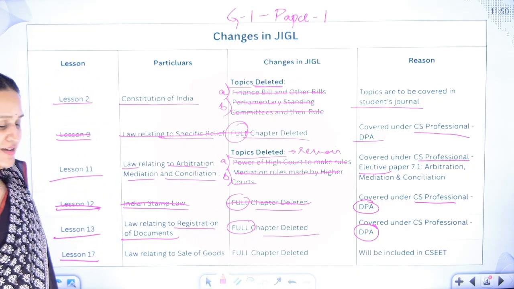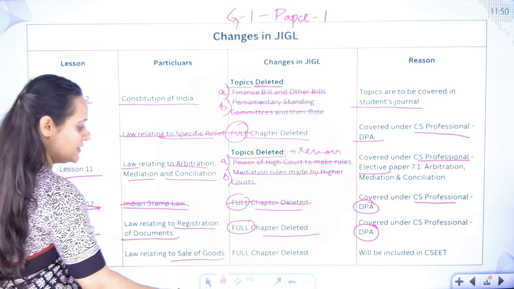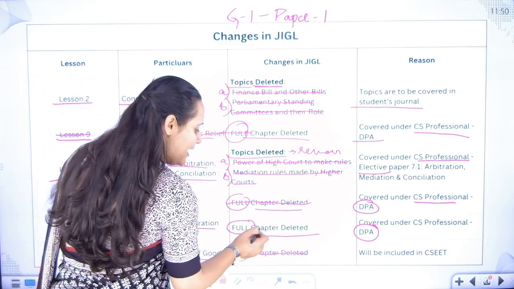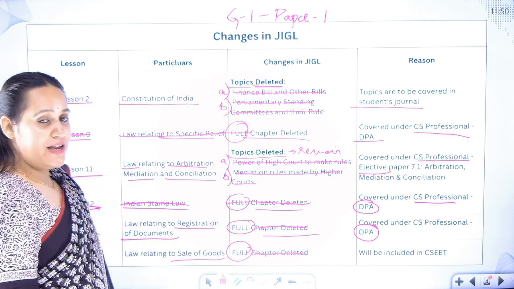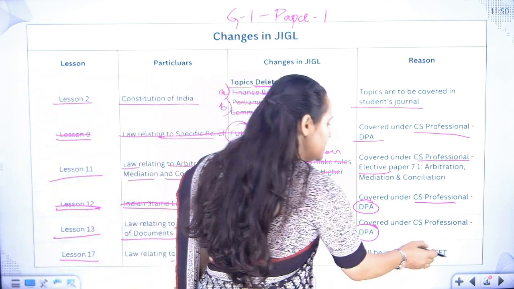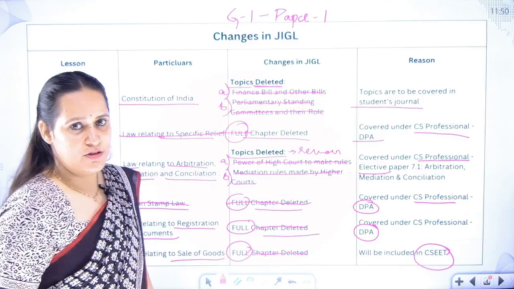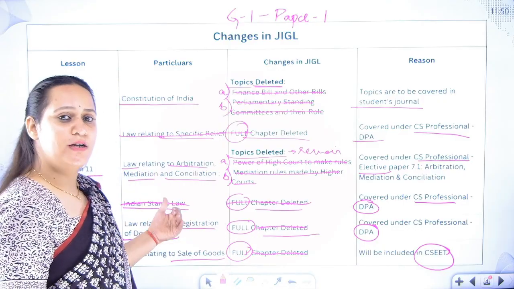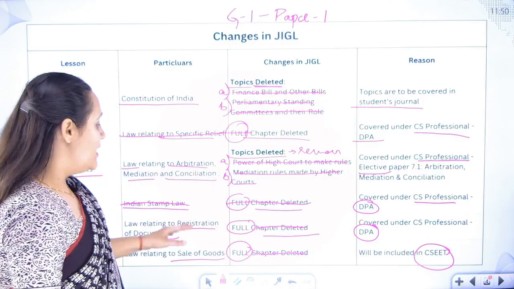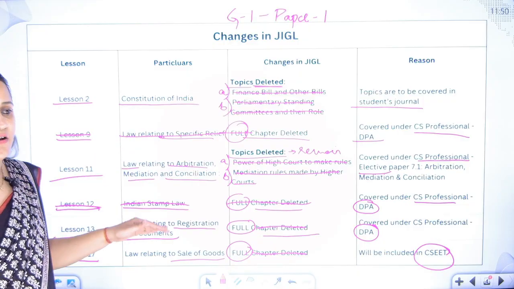Lesson number 17, the law relating to sale of goods. The entire chapter has been again deleted. Why? Because they are planning to include it at the CSEET level. So, they have removed it from the executive and put it in the CSEET syllabus. That is why they have deleted that entire chapter.